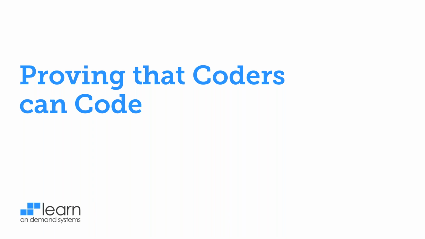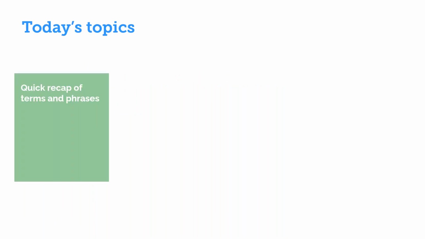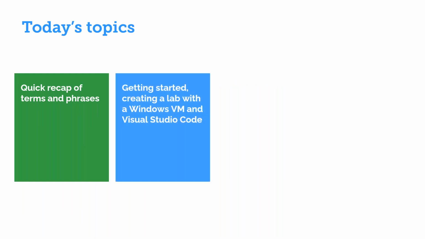So, what are we going to talk about today? Other than the fact that it's about proving that coders can code, we're going to do a quick recap of terms and phrases. We are going to get started and show you how you can create a lab with a Windows VM and Visual Studio Code. Now, when you create a lab with Windows VM and Visual Studio Code, you can then use that VM as a way of verifying that somebody did something correctly. And we're going to talk about how you verify what they have done.